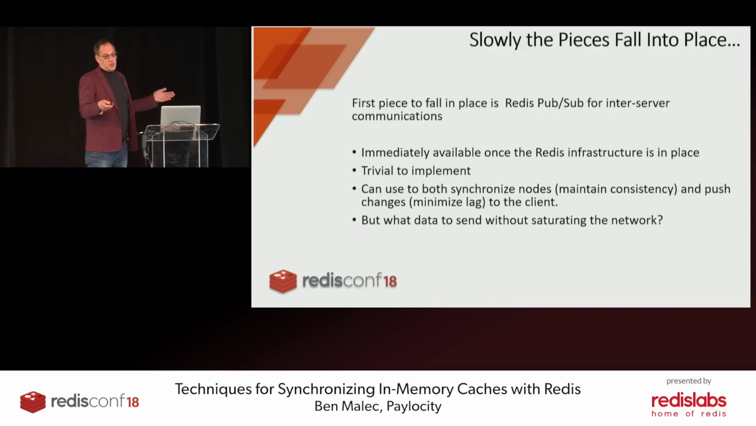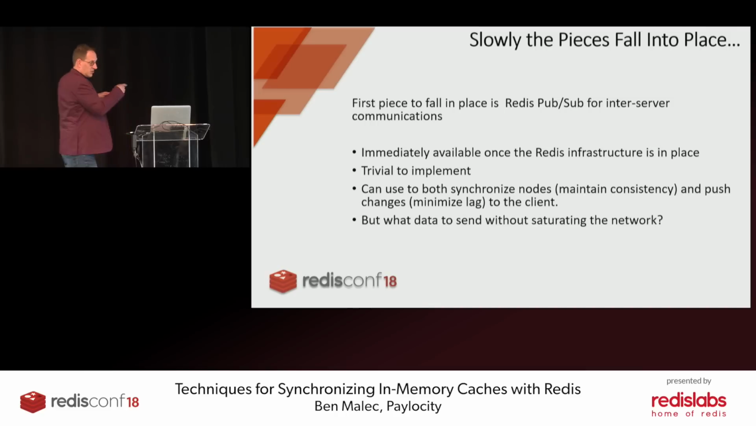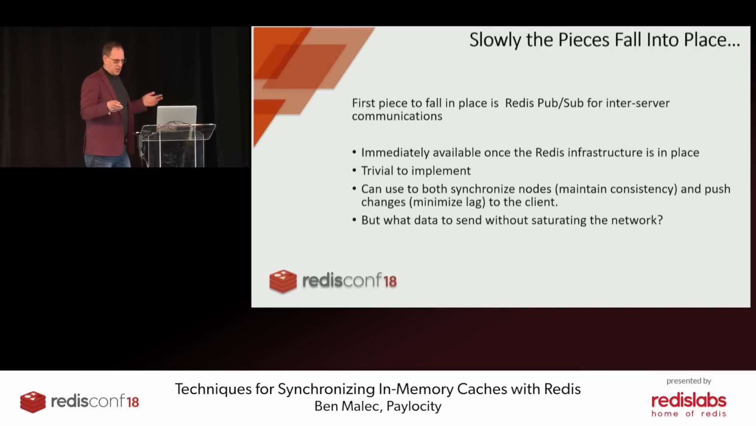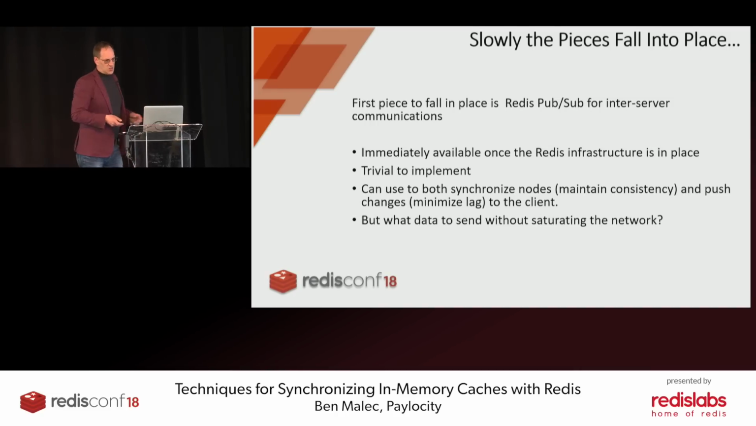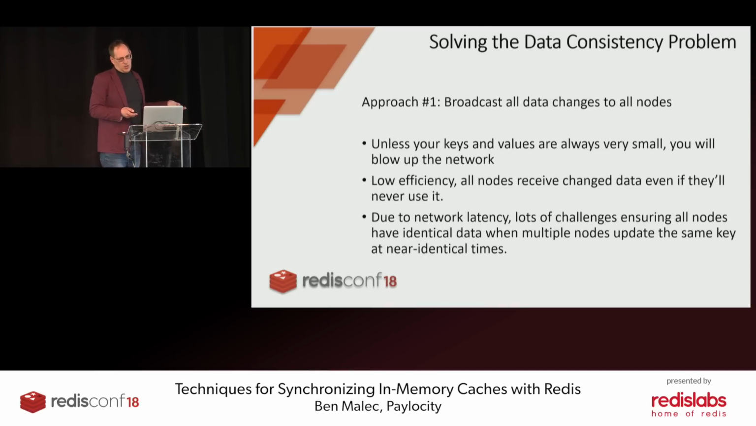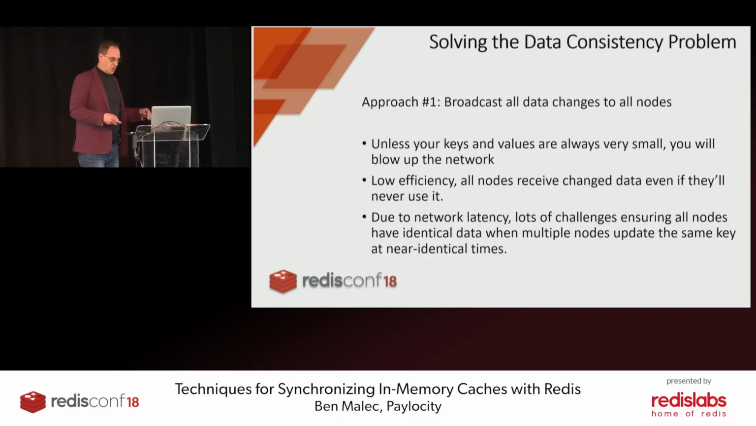we have an easy communication implementation to talk between all the nodes. It's something that we could use so if there's ever a change in Redis, we could push that up to all the clients. We can sync everything across. So we've got the communication part, but now it's like, okay, well, what are we going to send? And one thing we could do is just, whenever there's a data change, broadcast all the data to all the nodes.